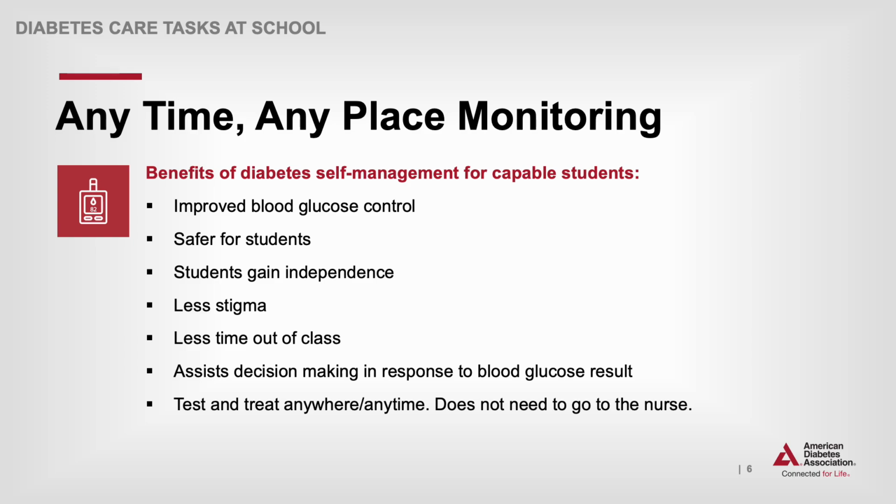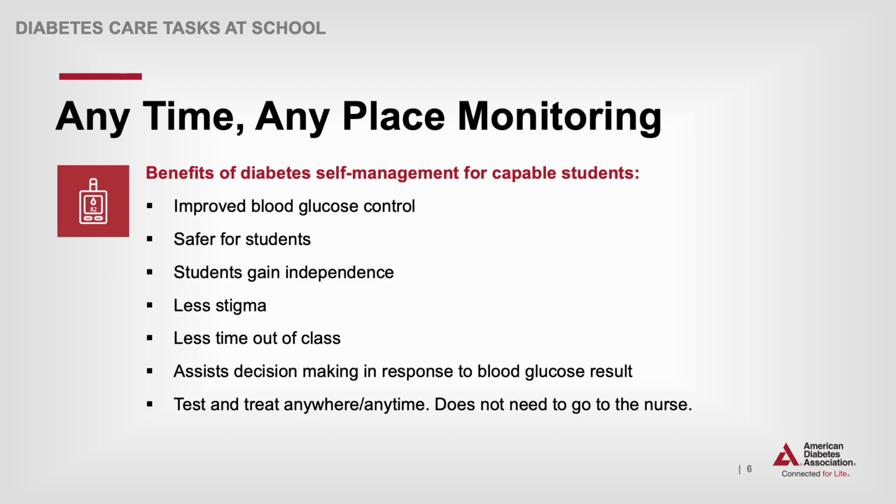Who or what determines if the student is capable of self-management and can check own glucose levels? A determination regarding individual capacity for self-management is jointly made by the student, his or her parent guardian, and his or her healthcare provider, all in collaboration with the school nurse.